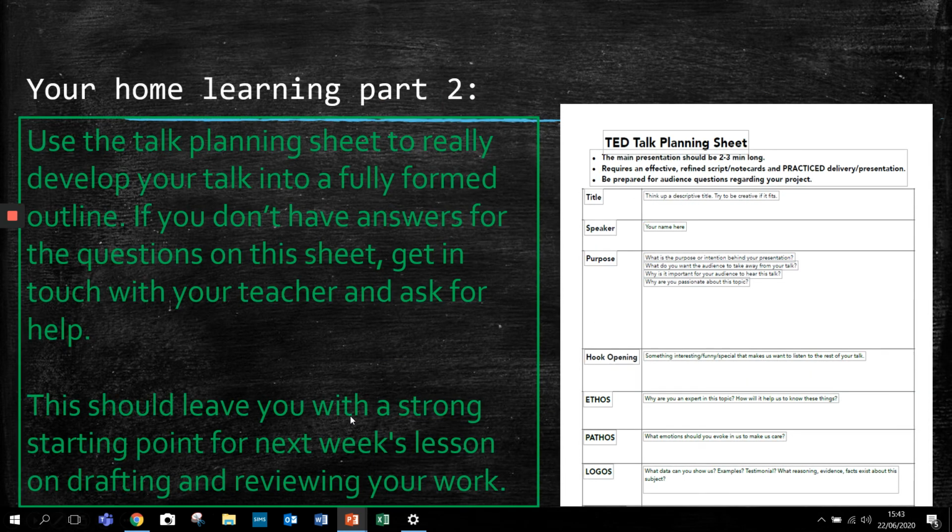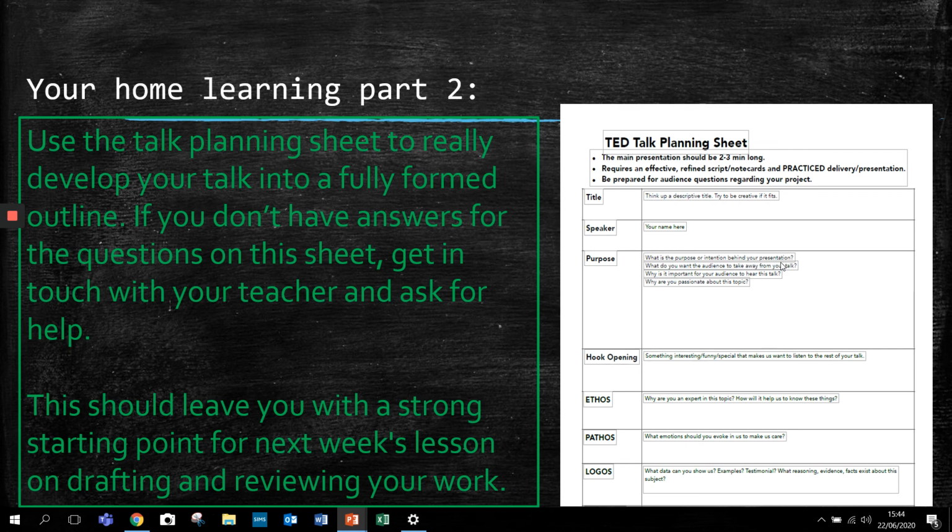Your second bit is you're going to use this talk planning sheet, which is also attached to Show My Homework. You're going to develop the talk into a fully formed outline. So this is your first attempt at planning. Okay? If you don't have the answers on the sheet, that's fine. Give me a shout. Give your teacher who's at school a shout. Give your normal English teacher a shout if that's neither of those two people. But really focus on it, okay?